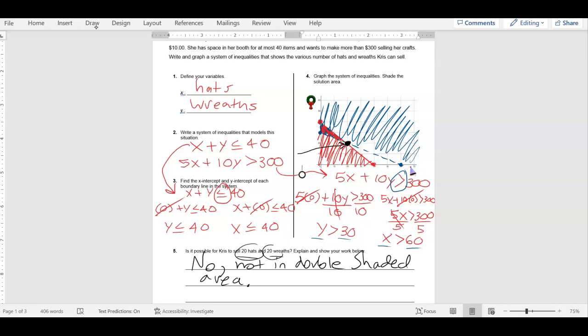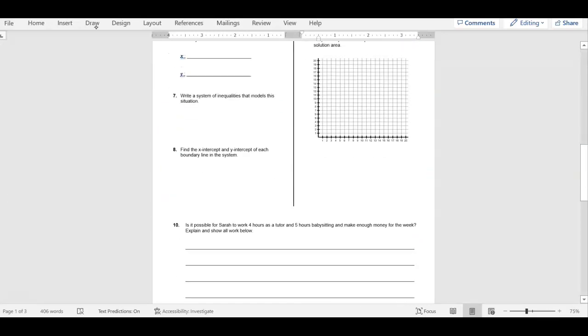So, you ready to do numbers 6 through 10? And the third one, you can do it for fun or don't do it at all. Okay, so ready for the next one? Here we go. All right.